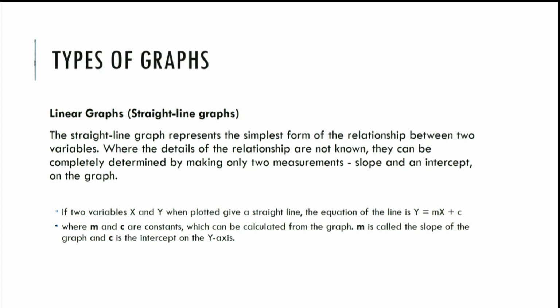Now, the straight line graph represents the simplest form of the relationship between two variables. Where the details of the relationship are not known, they can be completely determined by making only two measurements. And these two measurements are the slope and the intercept. Now, if two variables x and y are plotted on a straight line, the equation of the line is given as y = mx + c, where m and c are constants, and m is the slope of the graph, which is also called the gradient, and c is the intercept.